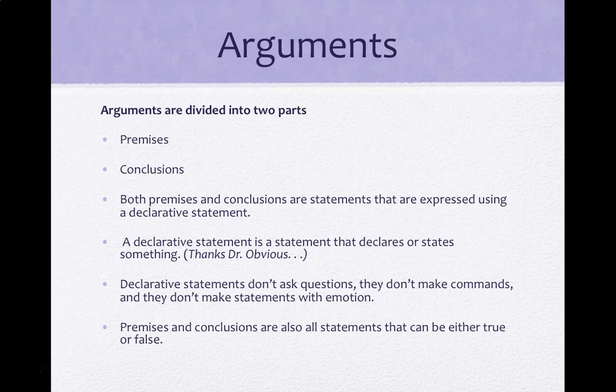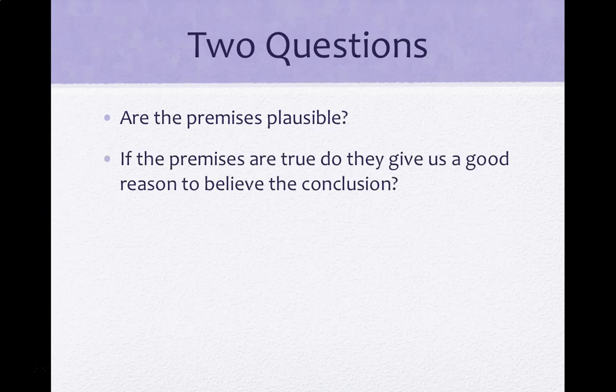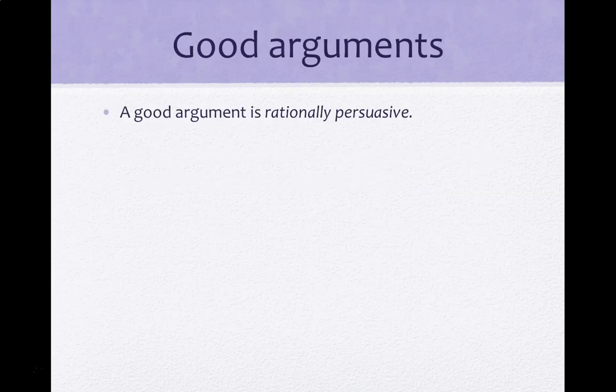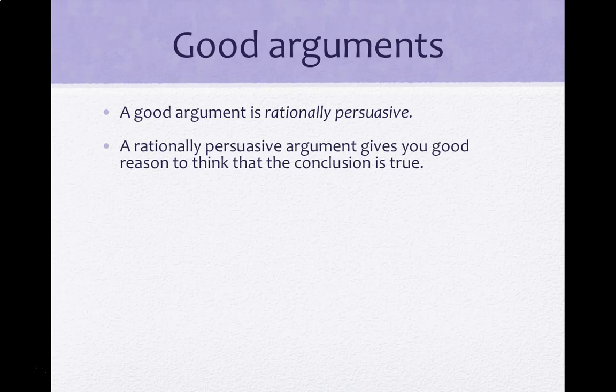And premises and conclusions also need to be the kinds of statements that can be either true or false. And again, premises are the reasons for your conclusion. All right. So, two questions that we want to ask ourselves when we are evaluating arguments are: are the premises plausible? And if the premises are true, do they give us a good reason to believe the conclusion? Now, in addition, a good argument is rationally persuasive. A rationally persuasive argument gives you good reason to think that the conclusion is true.